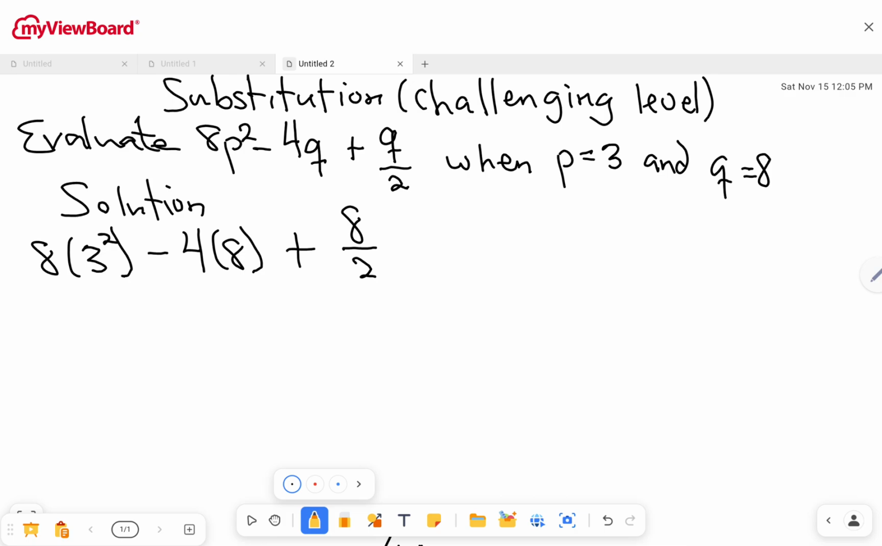Now, our 3 squared, which is 3 times 3 from our previous question, is 9. So we have 8, then we have 9 in the parentheses. Now, if we multiply 4 by 8, we are going to have 32. So let's bring our minus here and then the 32. Now, we have 8 divided by 2. And this can easily be solved. So 8 divided by 2 is what? 4.